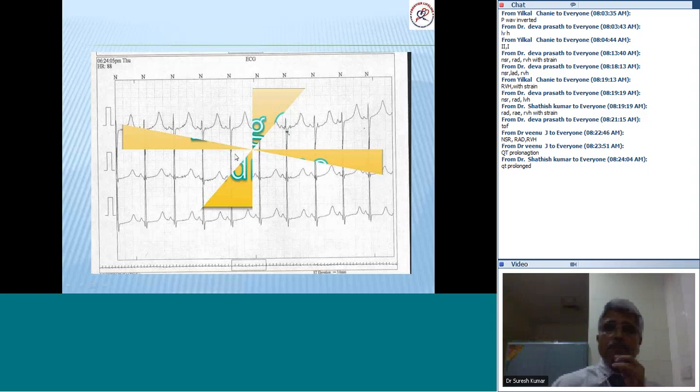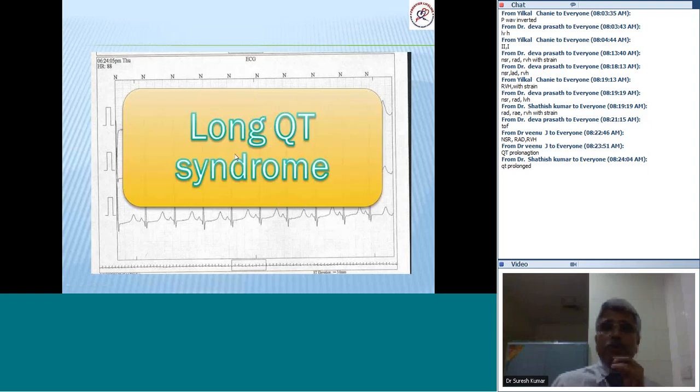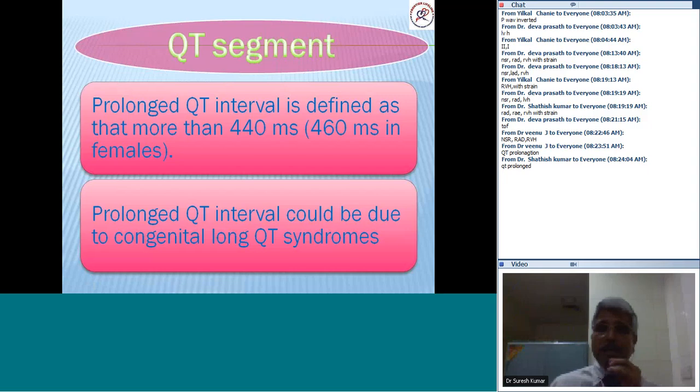And you say that QT interval is prolonged when it is more than 440 in males and 460 milliseconds in females. It could be due to congenital long QT syndromes. In pediatric context, it's more often congenital than others, but it could be drug induced. Look at some of these patterns of QT interval prolongation.